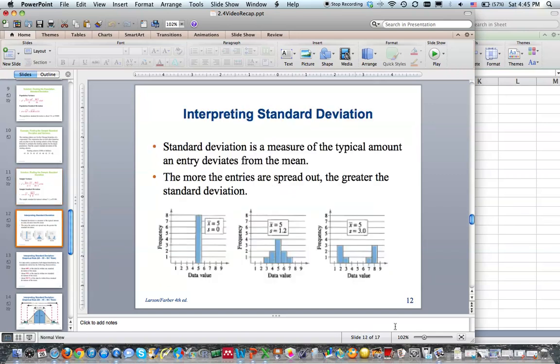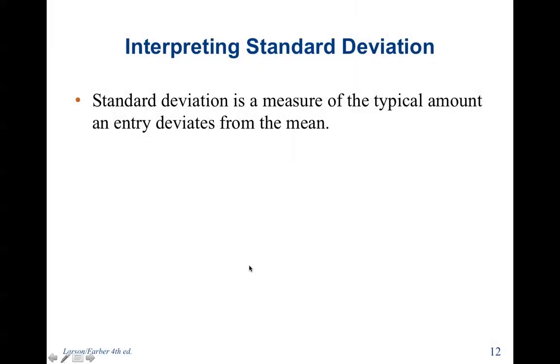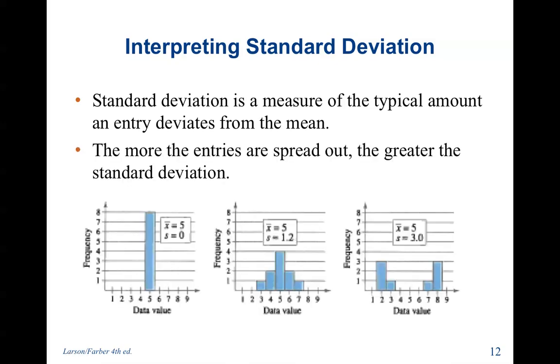Now, I'm going to continue with the PowerPoint, and we're going to talk about standard deviation and how to interpret it. So, standard deviation is a measure of a typical amount an entry deviates from the mean. I've already discussed that with you. The more entries are spread out, the greater the standard deviation. As you notice, this one isn't spread out at all. Everything is right in the middle, and there's no deviation from the middle. So, its standard deviation is 0.